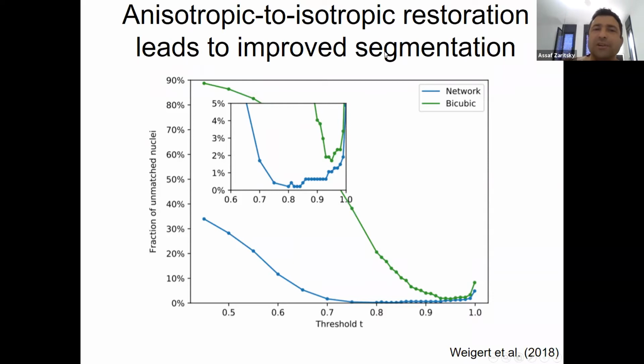And sorry, this is not over time. This is over the threshold of defining what is a cell and what is not a cell. So when you have a very strict threshold, you don't get a lot of mistakes, but you lose a lot of cells, right? You track only a small subset of your cells. If you are looking at the low threshold, you have a lot of cells, but then you have a lot of mistakes, and you also make mistakes in this matching in tracking.